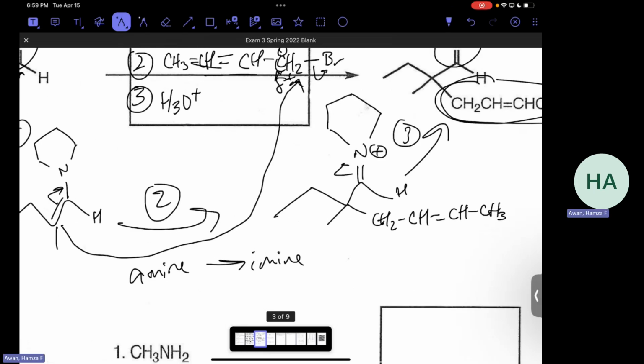Oh, are you talking about this arrow? Oh, okay, no, no. This arrow was essentially just saying that the nitrogen was leaving.